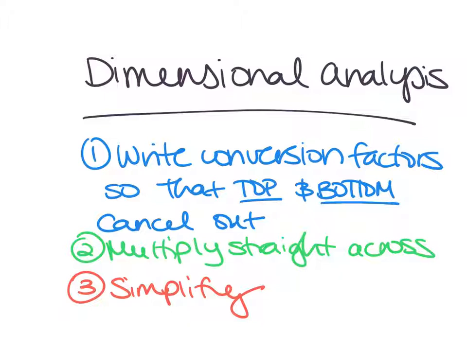The first step is you want to write your conversion factors so that the top and bottom cancel out, and you want to be left with whatever single unit you want in the end that you're converting to. So again, you want to write your conversion factors so that the top and bottom cancel out. The second step is that you just want to multiply straight across. So once you have all units canceled out except for what you want, then you're going to multiply straight across, and then you're going to simplify. Those are the 3 steps.